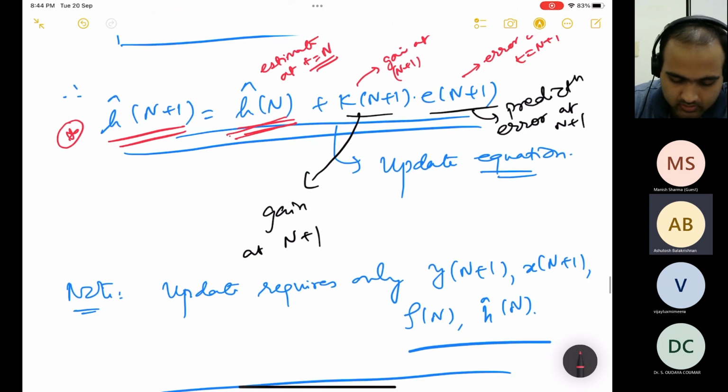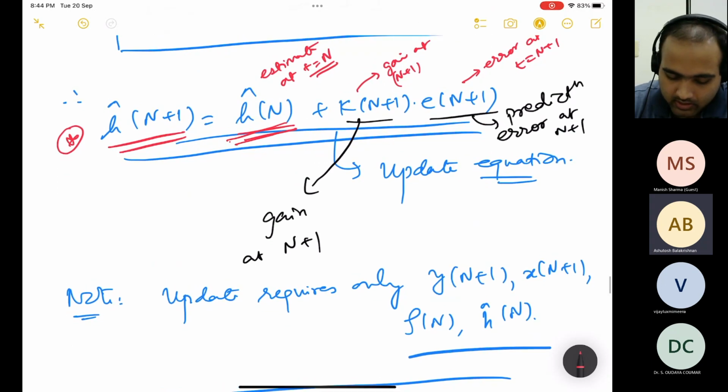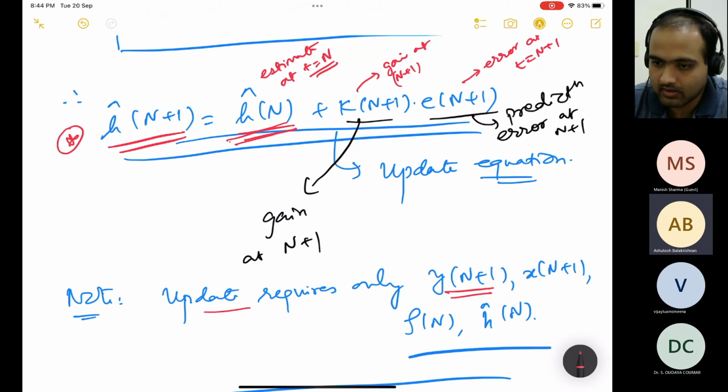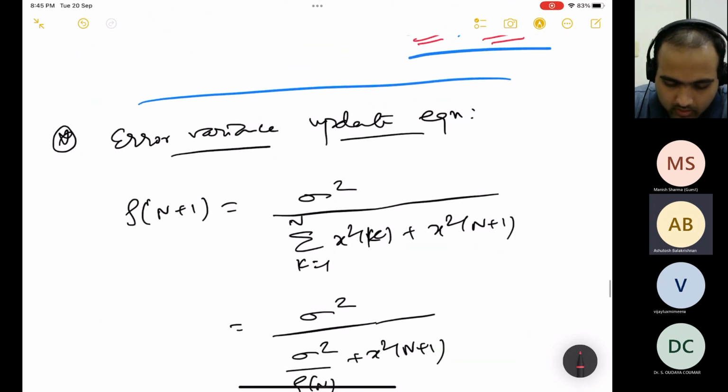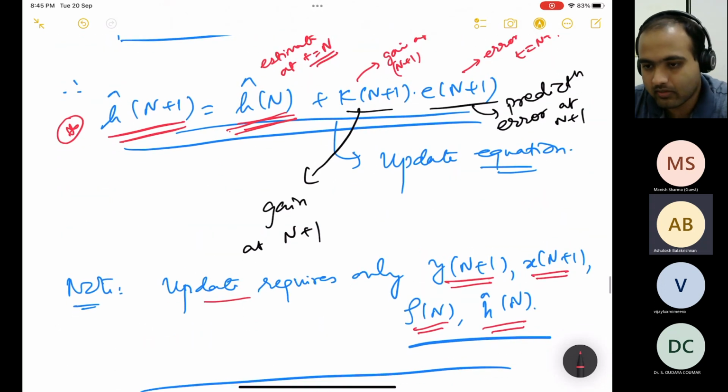So this is called the update equation, and this update only requires y n plus 1, that is the observation at n plus 1, x n plus 1, that is the pilot vector which we will be sending, then rho n and h hat n. So these four quantities you require to compute the new estimate. Okay. Any doubts in this update equation?